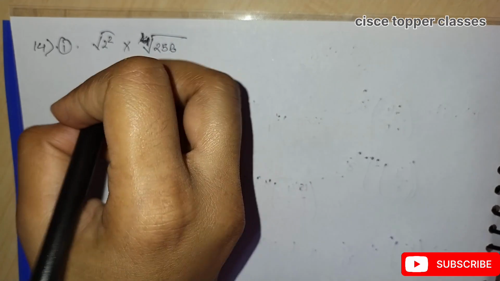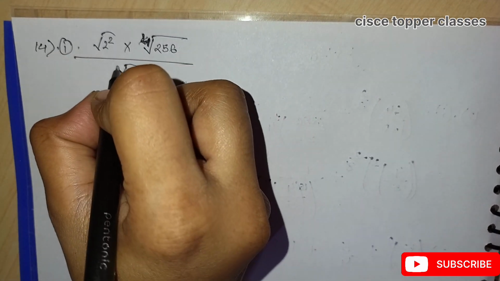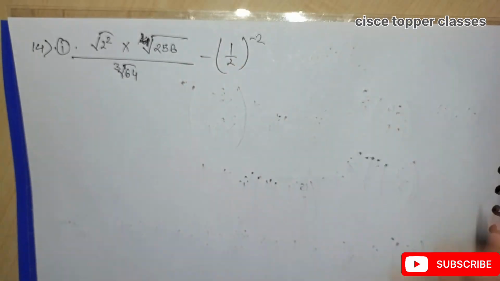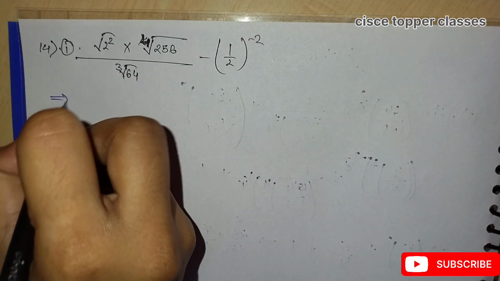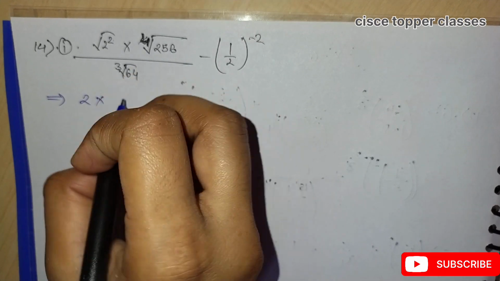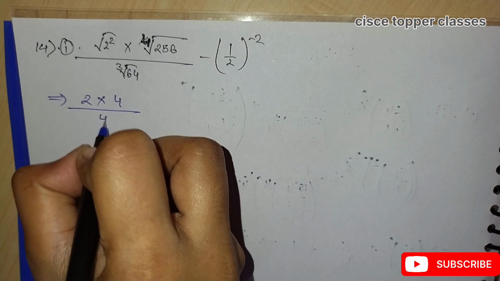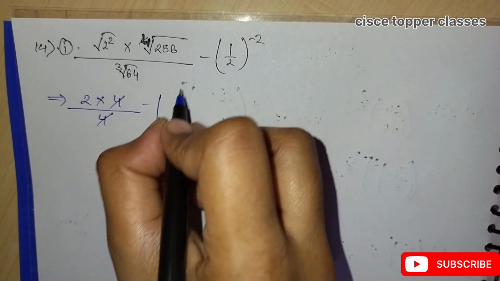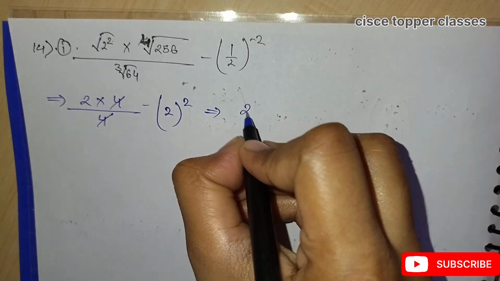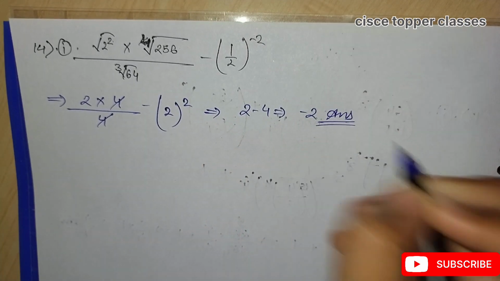So simply here we can write 4 divided by 64 to the power 1 by 3 minus 1 and a half minus 2. Simply we can write here as 2 into 256 to the power 4 as 4 divided by 4. So this will be cancelled out and here we can write as 2 to the power 2. So this will be 2 minus 4 equal to minus 2 as the answer of this question.